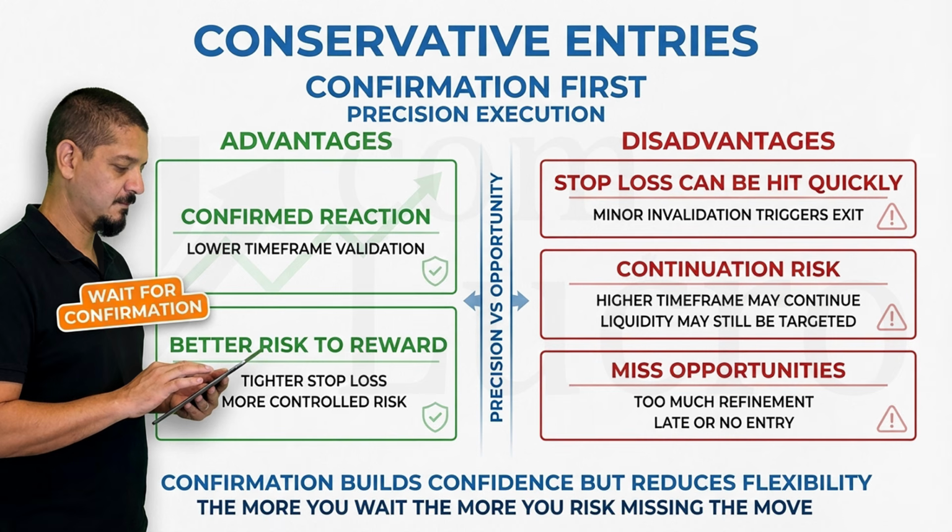This often leads to a better risk-to-reward ratio due to tighter stop losses. If price invalidates the point of interest and continues moving higher, your lower time frame stop loss can be hit quickly. There is also the possibility of a continuation pattern forming on the higher time frame, or price needing to sweep additional liquidity, which can trap you in the trade.